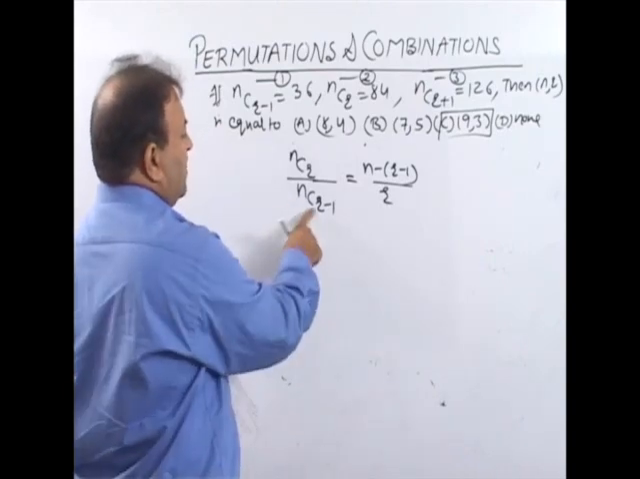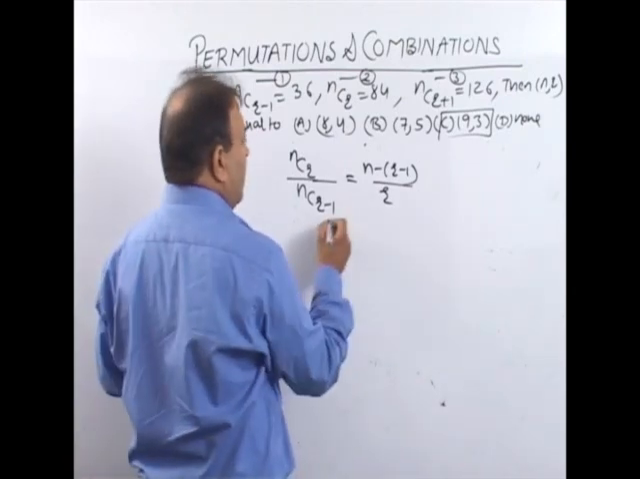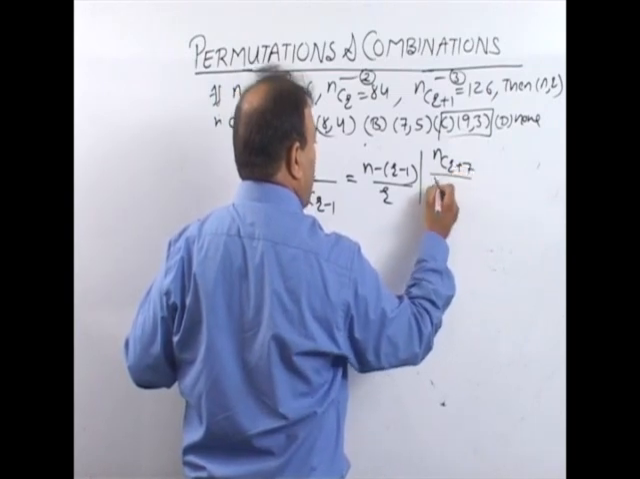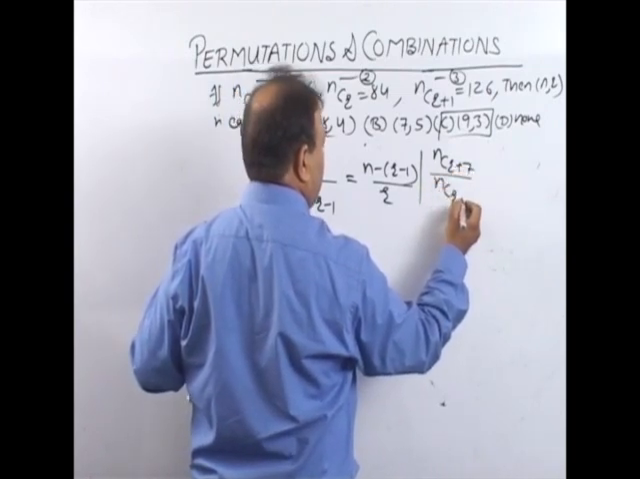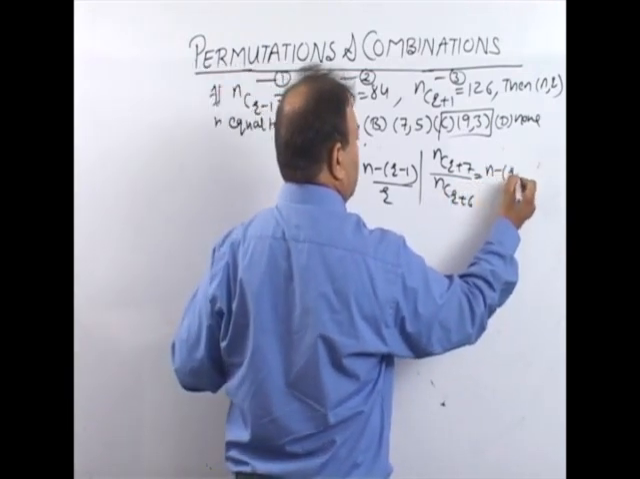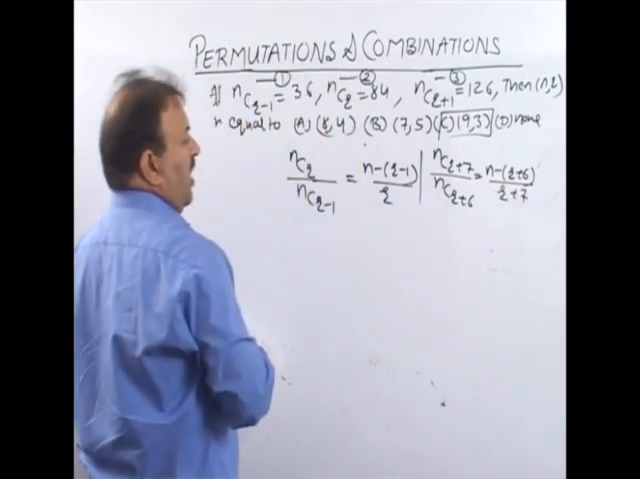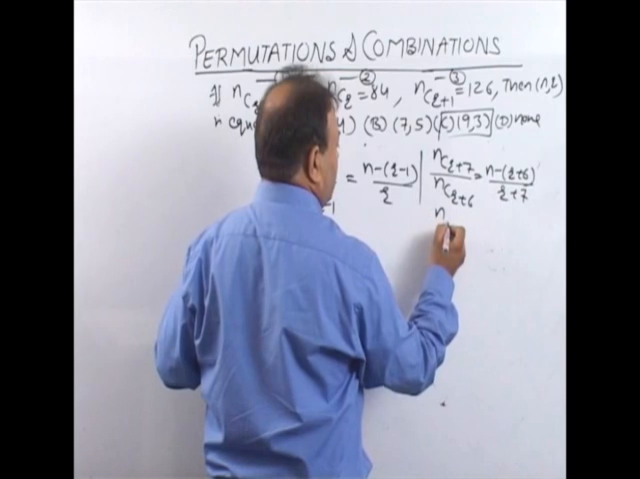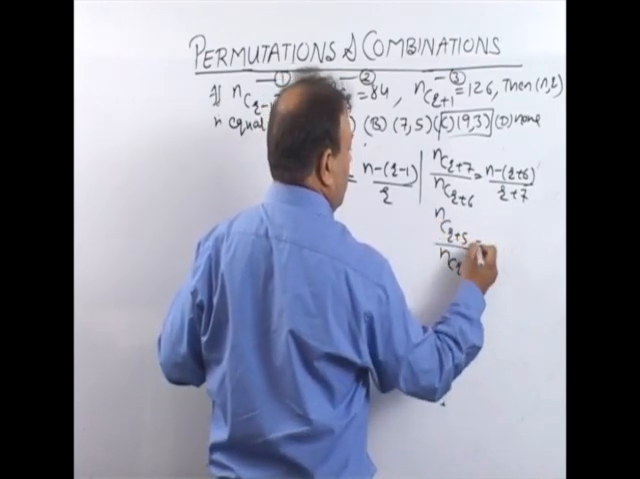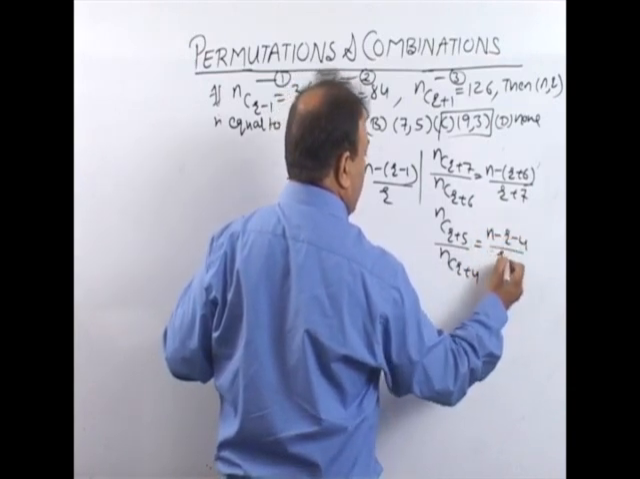It is (n minus r minus 1) upon r. This is the result. Same way, nC(r+7) upon nC(r+6) is equal to (n minus r plus 6) upon (r plus 7). It comes out to be this way. It is nC(r+5) over nC(r+4), which is (n minus r minus 4) over (r plus 5).